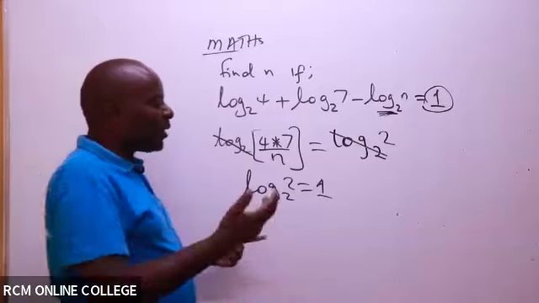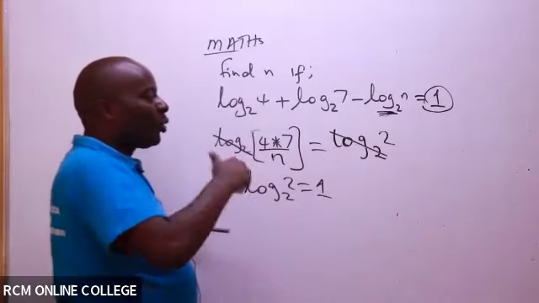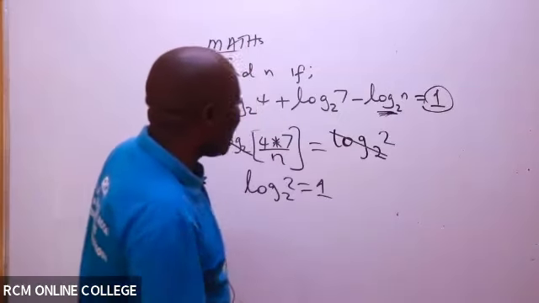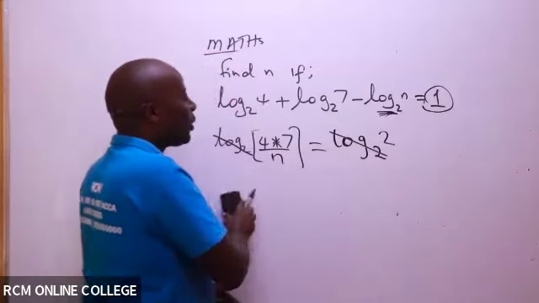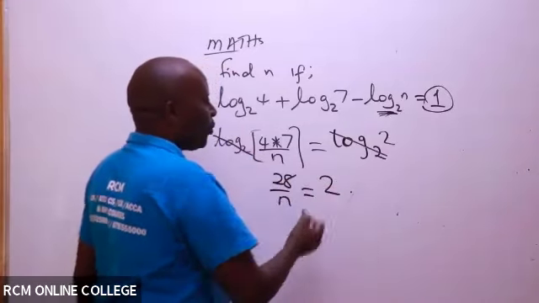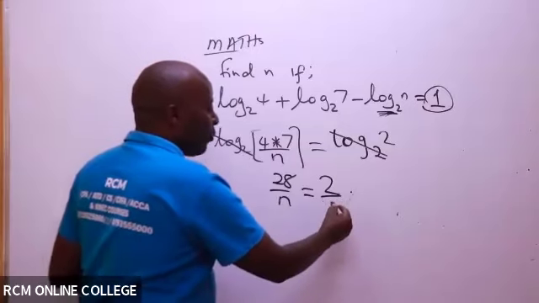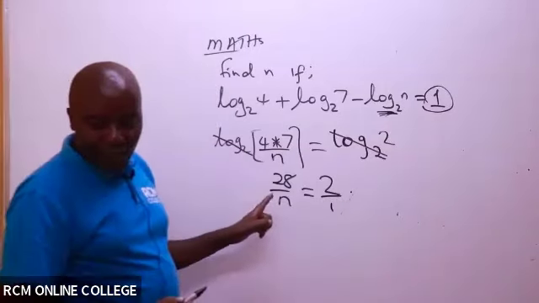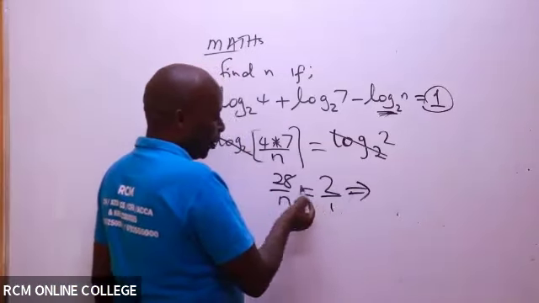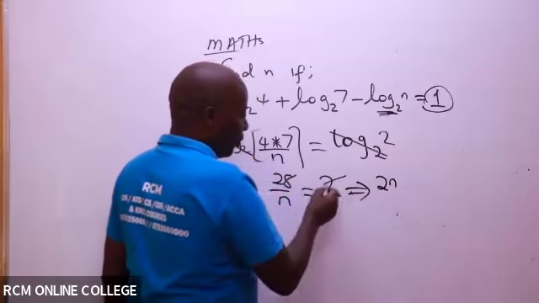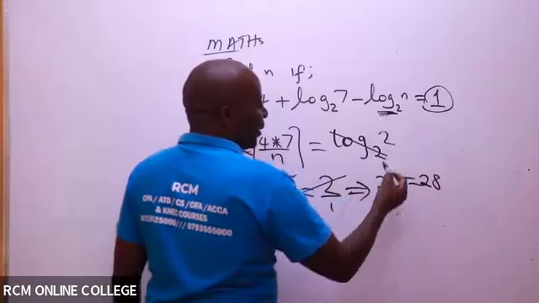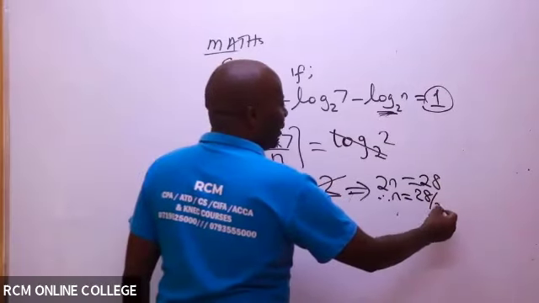We can cancel them because they are on opposite sides. Log 2, we cancel them. All right? So when we cancel them like that, and then of course body mass, 4 times 7 is 28. So this is 28 over n equals 2. So cross multiply. Of course, there is a 1 there. So when you cross multiply, what shall we end up getting? So then these will be 2n, because I'm cross multiplying. On the other side equals 28. Therefore, n will be 28 divided by 2.